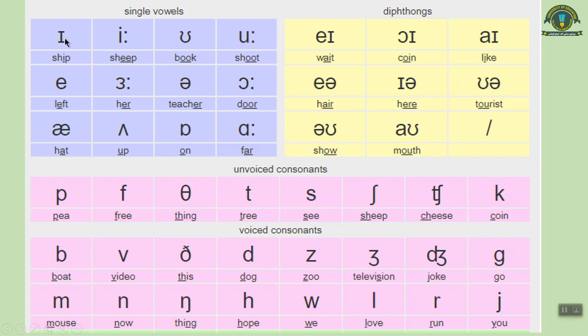Okay, now the first one is the E sound, the short E as in ship, or as in bit, or as in fit. Then E sound as in sheep, or as in feet, or as in beat. Then U sound as in book, or as in full, or as in foot. Then U sound as in shoot, or as in foot, or as in boot. Then this A sound as in left, as in bet, as in set.